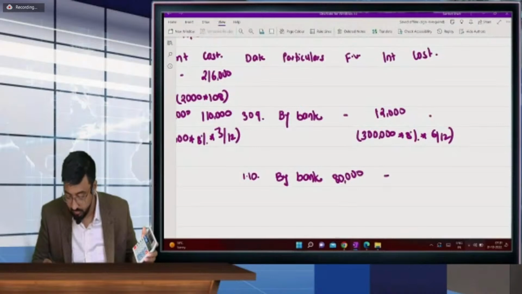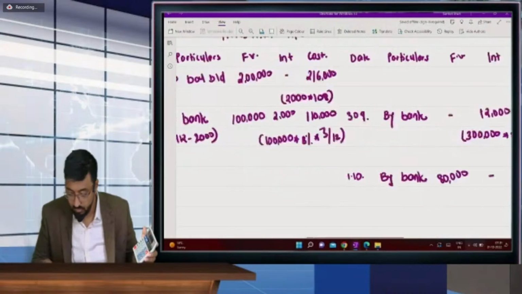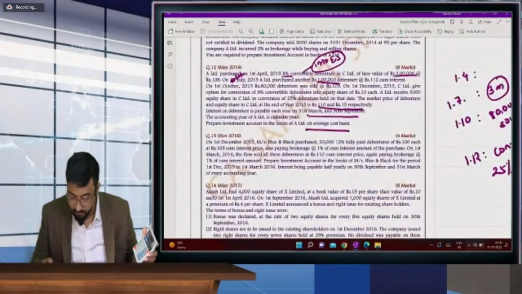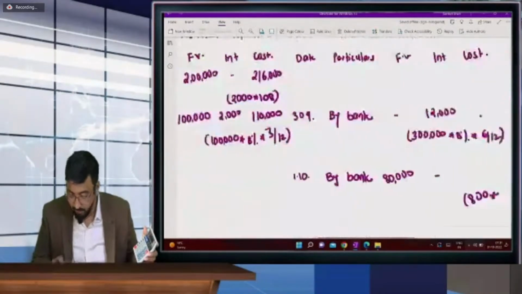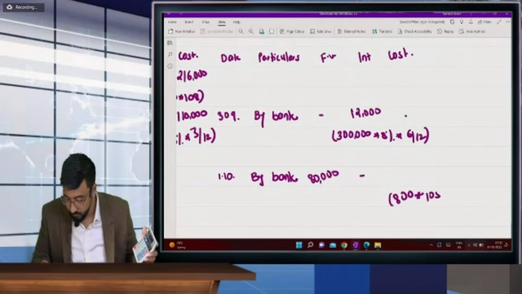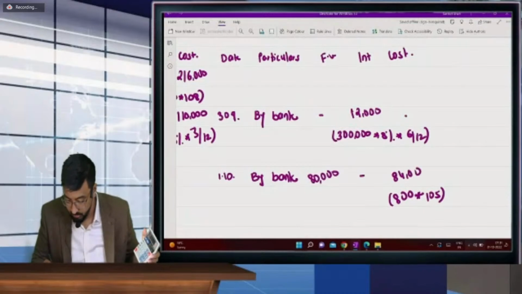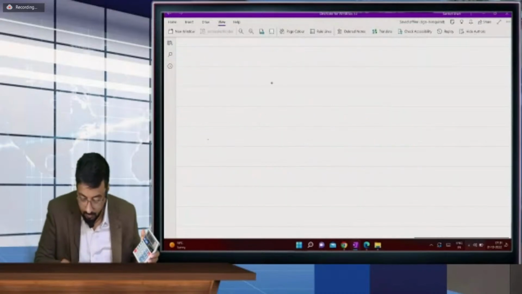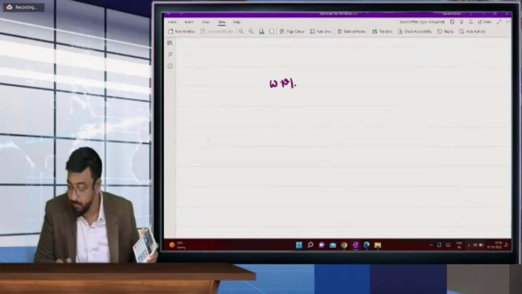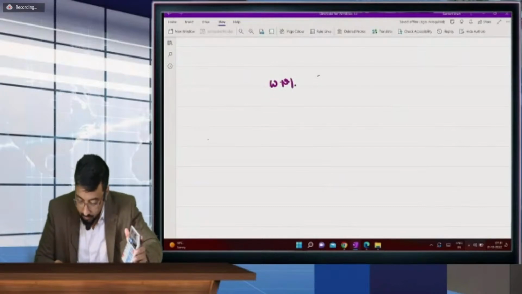$80,000. At what price, beta? 105. 84,000. Working note 1: Profit or loss on sale.